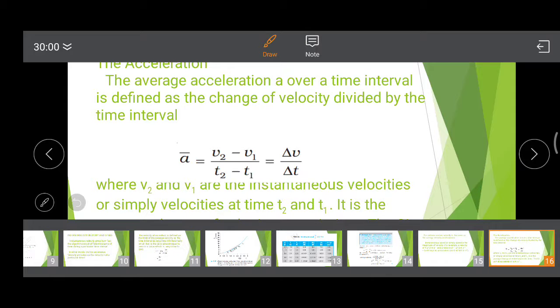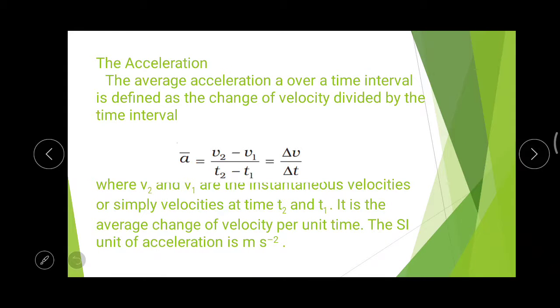Hi dear students. In the last class we discussed instantaneous velocity and speed. The instantaneous velocity is the velocity at a particular time for a moving body. If an object is moving and you are finding the velocity for a particular instant of time, that will be known as the instantaneous velocity.